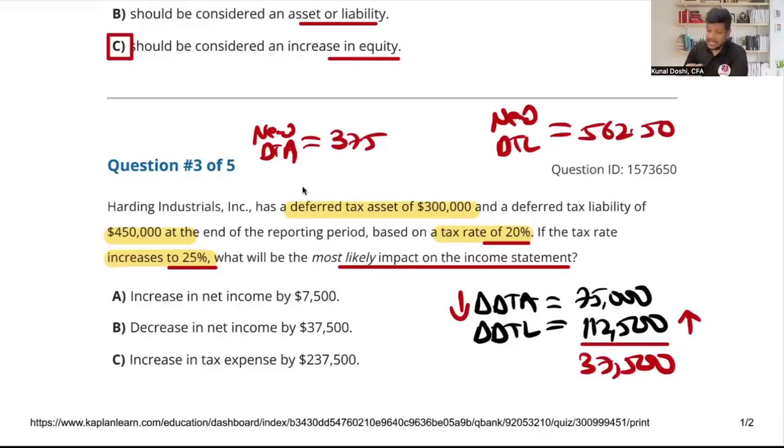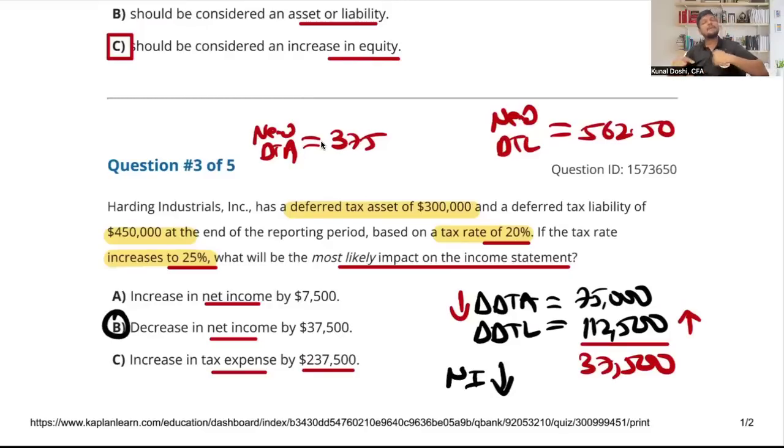They said income statement, and in the solution they've said net income. Had they said income tax expense, is the income tax expense going to increase? Yes, but not by 237,500. So if the income tax expense increases, net income will go down by how much? 37,500. Very tricky question. If they say net income will reduce, income tax expense increases. Why? Because I have more DTL.